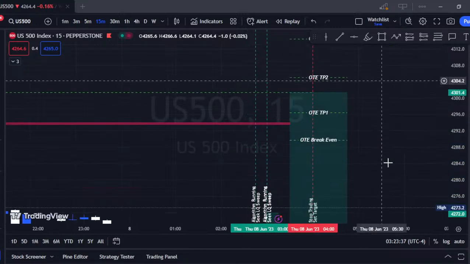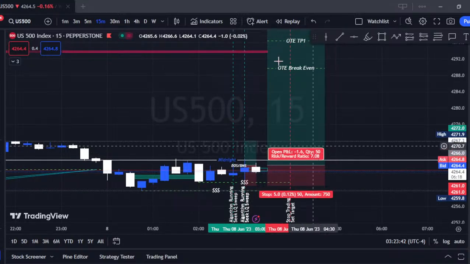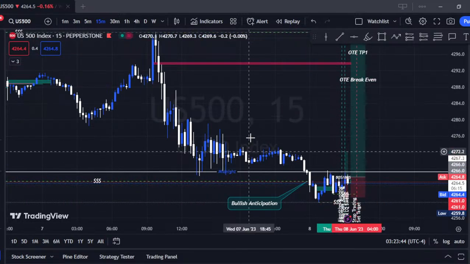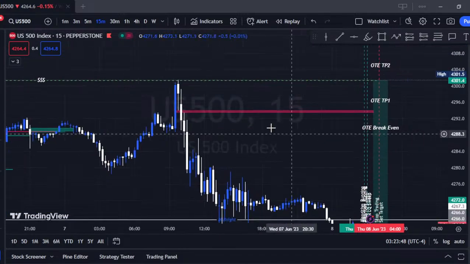But I can also close all of my position if I see a reversal after some type of liquidity grab, but I don't think there's any besides this, so we're still waiting.